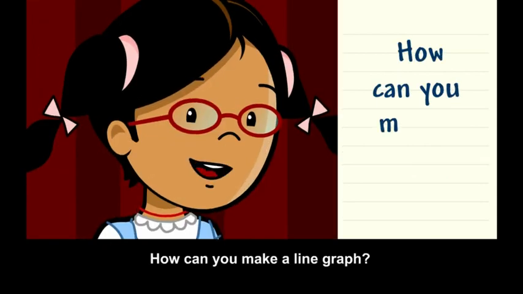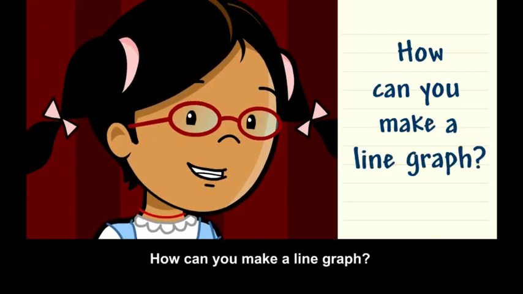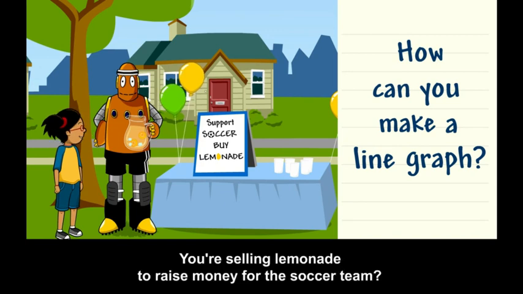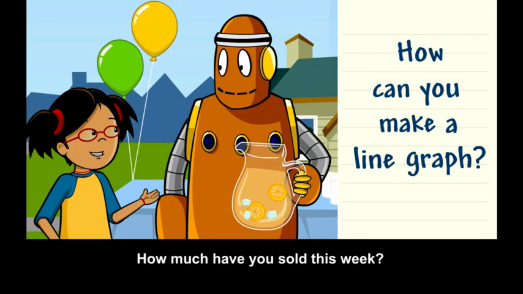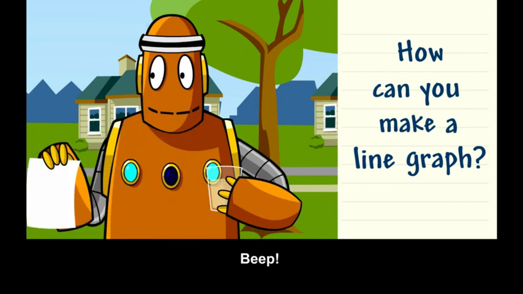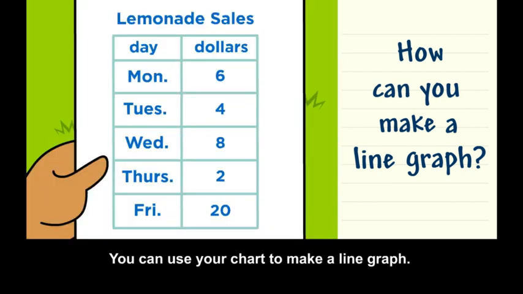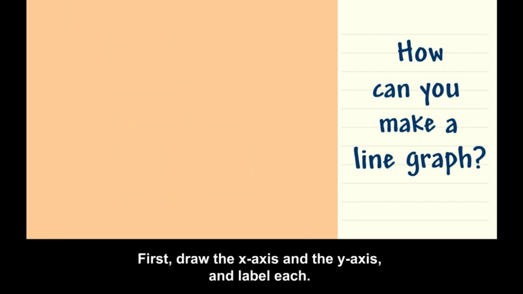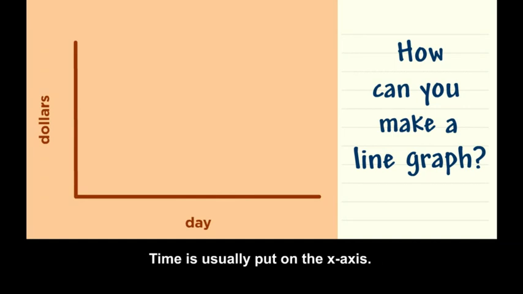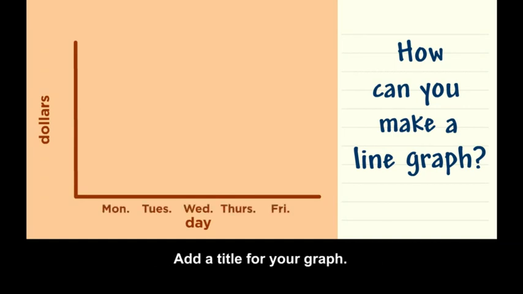How can you make a line graph? Cool. You're selling lemonade to raise money for the soccer team? How much have you sold this week? You can use your chart to make a line graph. First, draw the x-axis and the y-axis and label each. Time is usually put on the x-axis. Add a title for your graph.